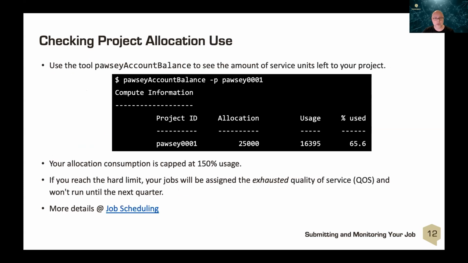You can and should use the Pawsey account balance tool to check how much of your project allocation has been spent. Once you have used all of your allocation in a quarter, you may still submit jobs, but they run at a lower priority. However, once 150% of your allocation has been used, no more jobs will be run until the next quarter.